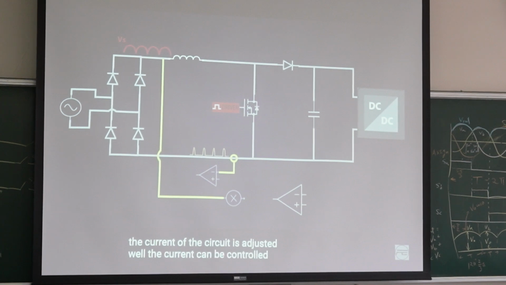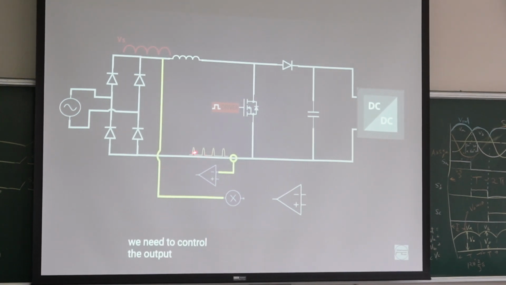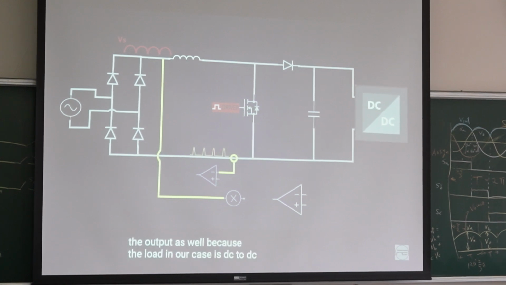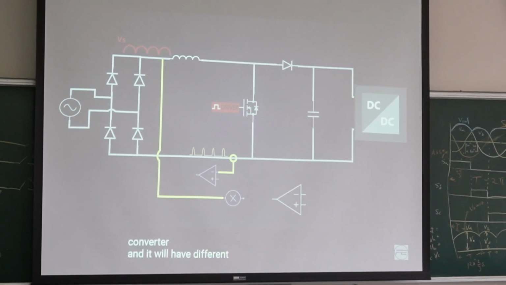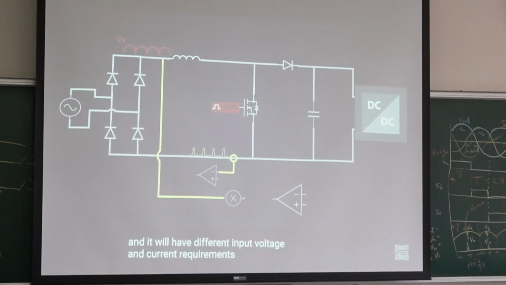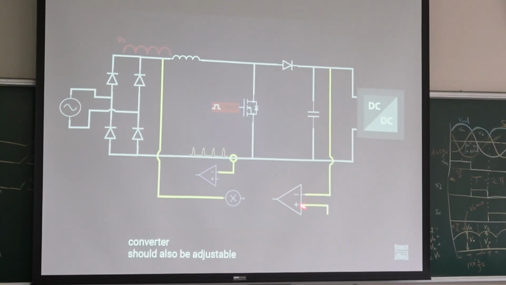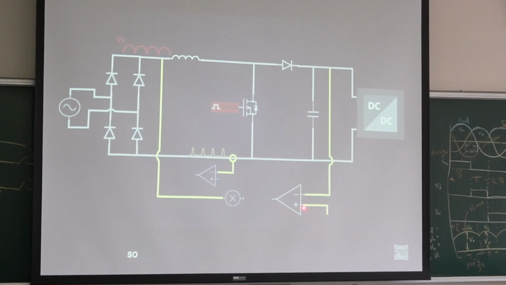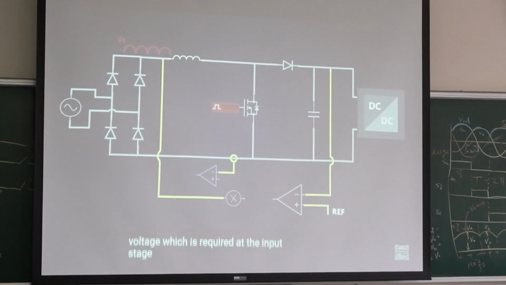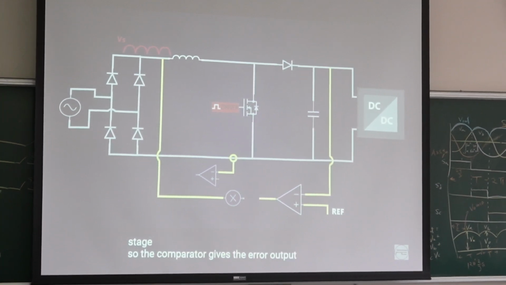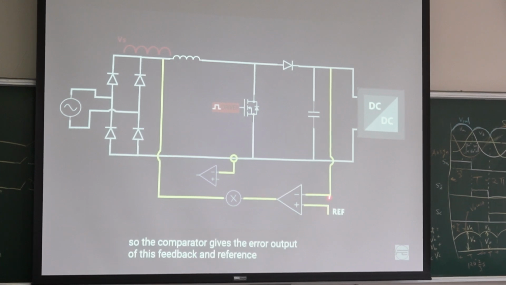Well, the current can be controlled, but we want to control the output as well. The load in our case is a DC to DC converter, and it will have different input voltage and current requirements. So the output voltage of this PFC boost converter should also be adjusted. This is the desired output voltage, so we need to take the feedback of the real output voltage. Then we create an error voltage, compared to the reference voltage, and then we use a PI controller. The comparator gives the error signal between the reference and the real output.